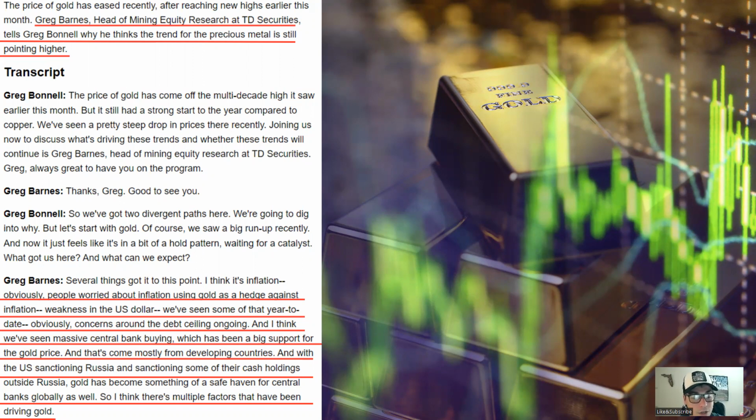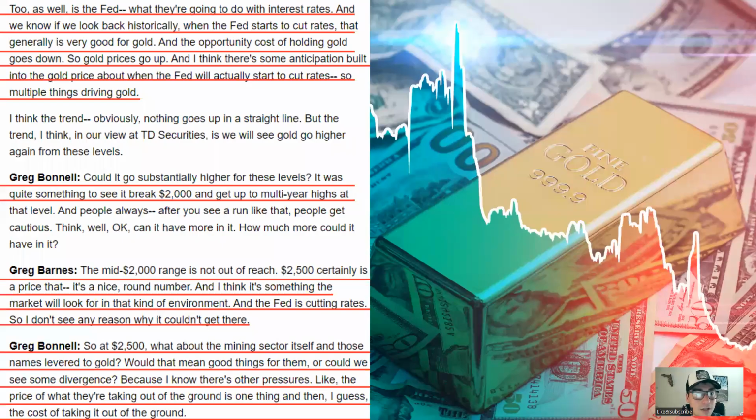And with the US sanctioning Russia and sanctioning some of their cash holdings outside Russia, gold has become something of a safe haven for central banks globally as well. So I think there are multiple factors driving gold. Two, as well, is the Fed, what they're doing, what they're going to do with interest rates. If we look back historically, when the Fed starts to cut rates, that generally is good for gold. The opportunity cost of holding gold goes down, so gold prices go up. And I think there's some anticipation built into the gold price about when the Fed will actually start to cut rates. So multiple things driving gold.